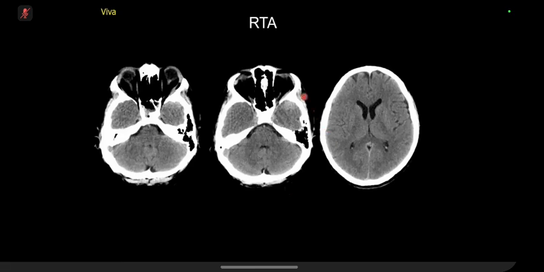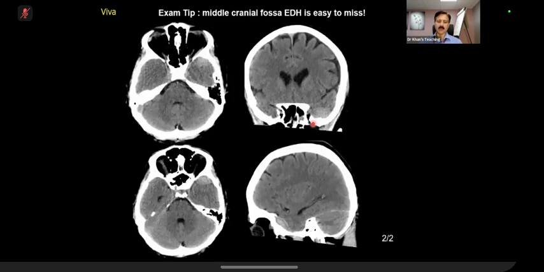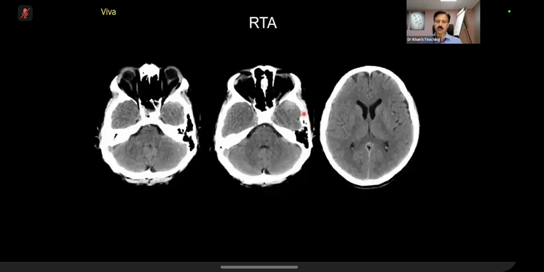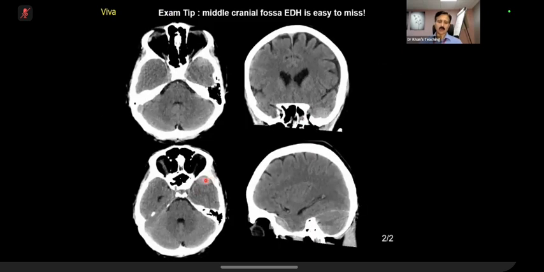No, that's okay. You see, this extradural hematoma, which is in the middle cranial fossa, has come up in the exam quite a few times. It's a difficult one, and that is why I'm showing you an example. In the exam, it's easy to miss because there will be only a bit of hemorrhage. Intentionally, I had not shown you this one here because it's visible, and then it is visible here on a coronal, it is visible here. Middle cranial fossa extradural hematoma is easy to miss and has come in the exam quite a few times.